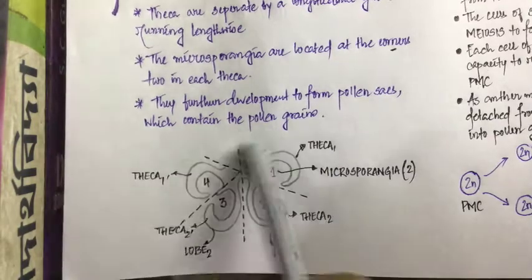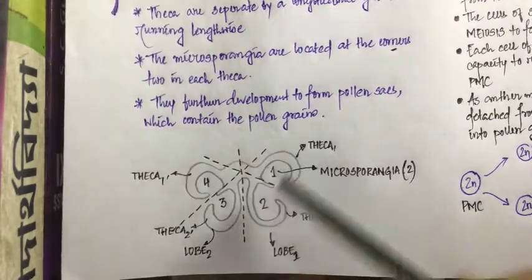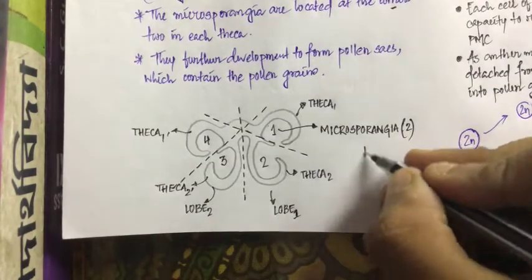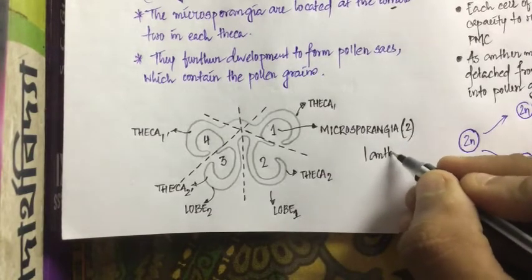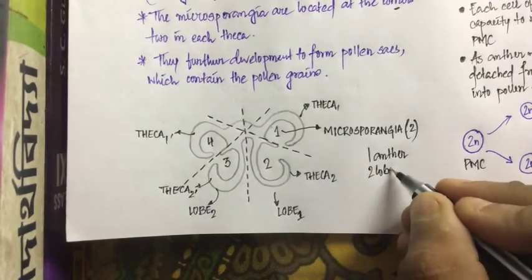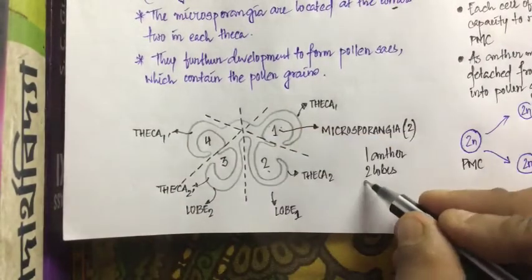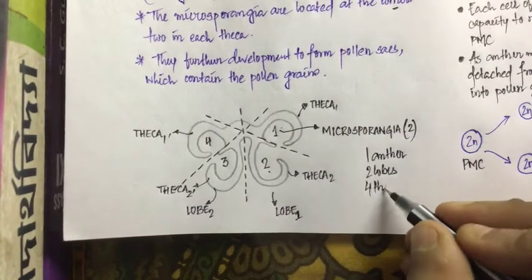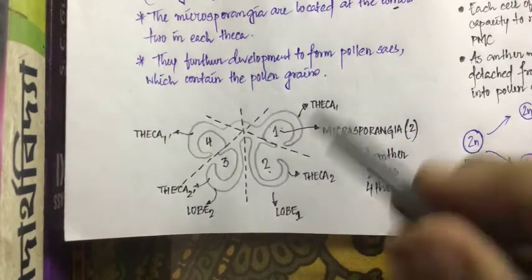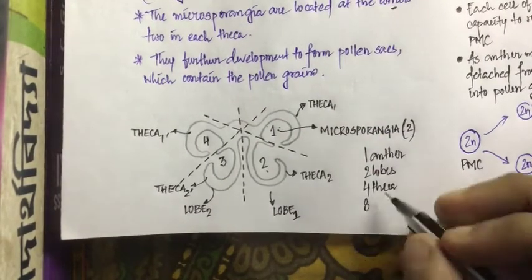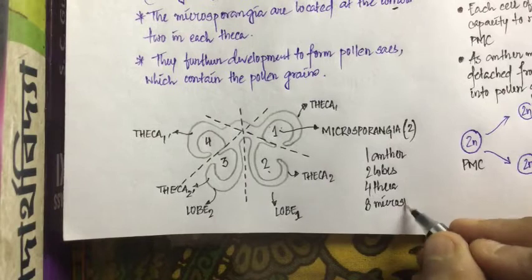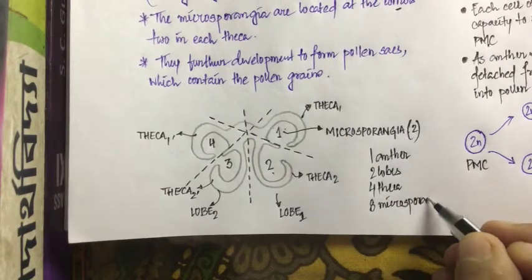Once more. Single anther, 2 lobes. In each lobe, how many theca are present? 2. So I can write it like this. One anther, 2 lobes. How many theca? 1, 2, 3, 4. 4 theca. And how many microsporangia are found in each of them? 2 are found. So 4 into 2, 8 microsporangia.